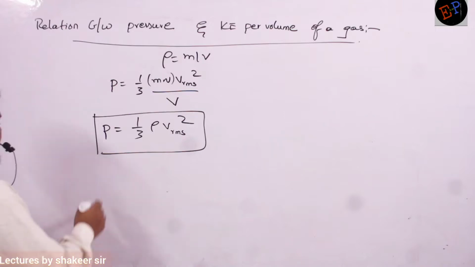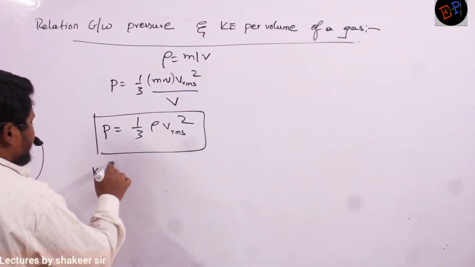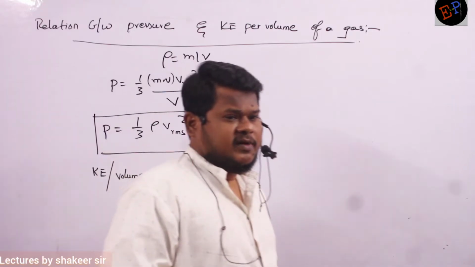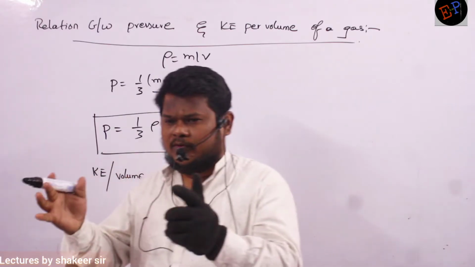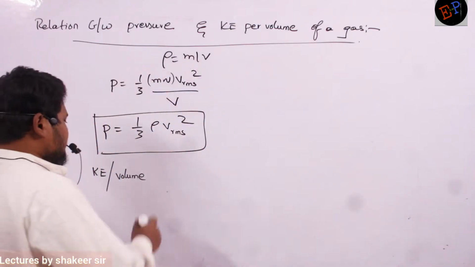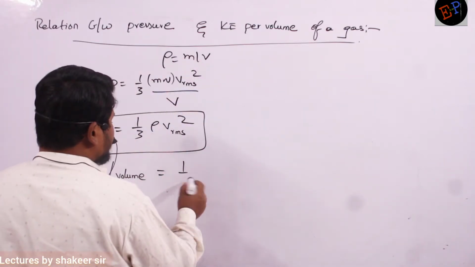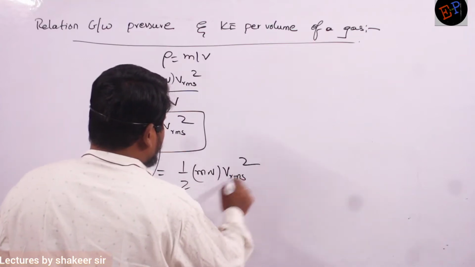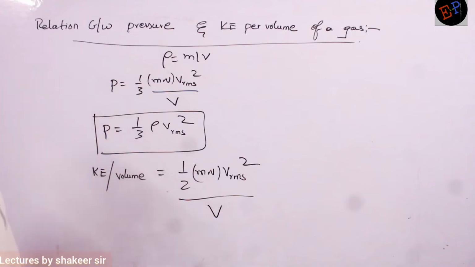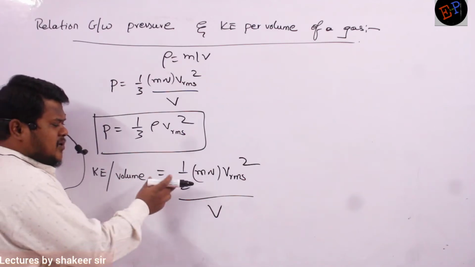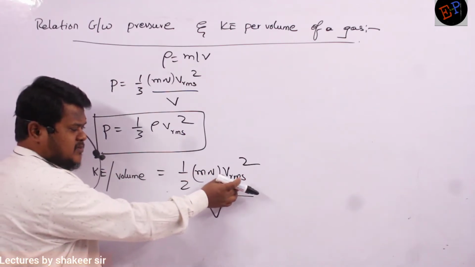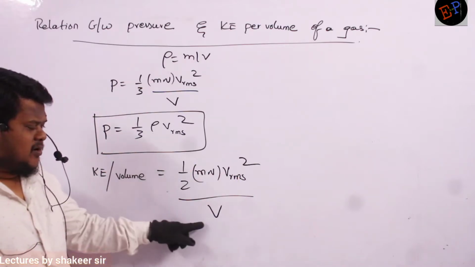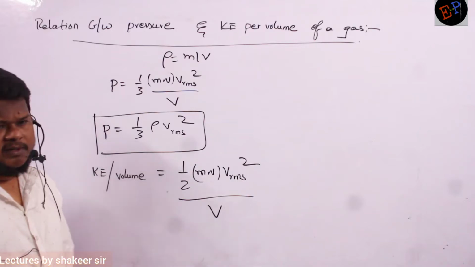Similarly, if I want to calculate the kinetic energy per unit volume of a gas, what is the amount of kinetic energy existing per volume of a gas? Are you able to understand? So what is the equation for kinetic energy? Half m n multiplied by v RMS square divided by the total volume V. The kinetic energy formula is half m v square only. Velocity is the RMS velocity, total mass is m into n. Per volume I am calculating, so I am dividing by volume.